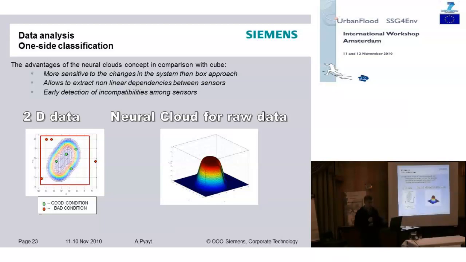This approach has several benefits in comparison with classical hypercube thresholds, because neural clouds are more sensitive to changes in system, and we can find some nonlinear correlations between measurements.